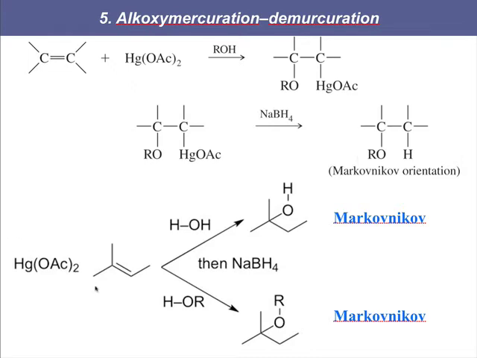So we have two choices. If we have an alkene and a mercury acetate, if we add water and then NaBH4, we'll get a Markovnikov alcohol. If we add an alcohol and NaBH4, we get our Markovnikov ether. Try to keep these straight. If the goal of your problem is to make one of these products, you need to know the recipes and the sequence to do that.